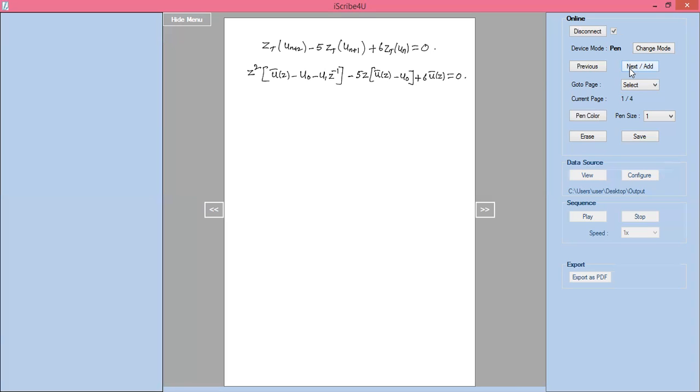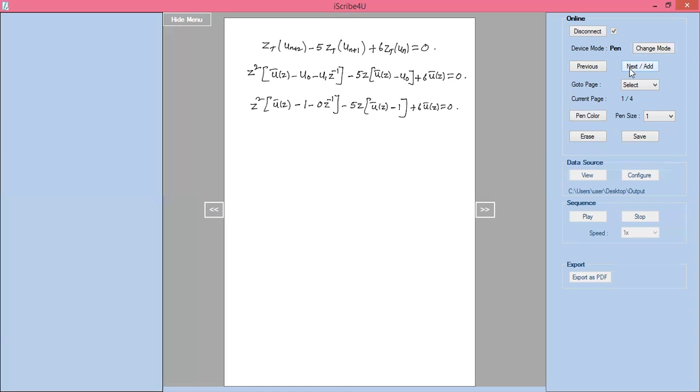Now I'll multiply this z square into u bar of z. I know the condition: u naught is 1 and u1 is 0. So z square into u bar of z minus u naught is 1 minus u1, which is 0, into z power minus 1, minus 5z into u bar of z minus u naught, which is 1, plus 6 into u bar of z equal to 0.